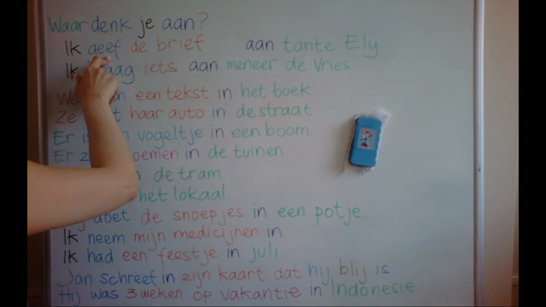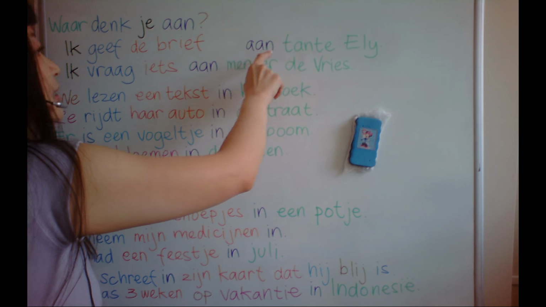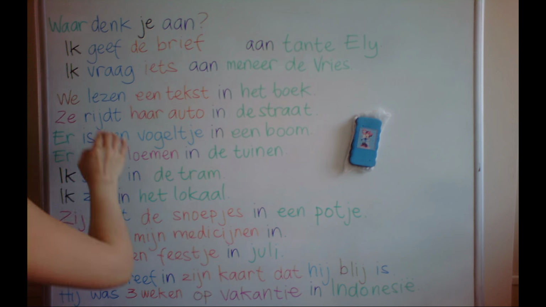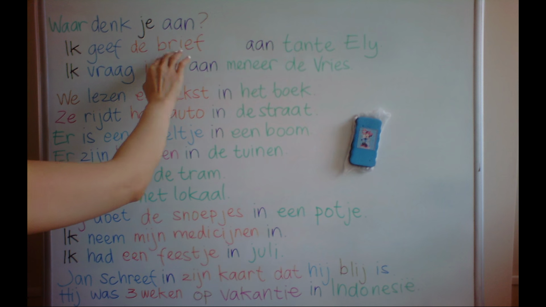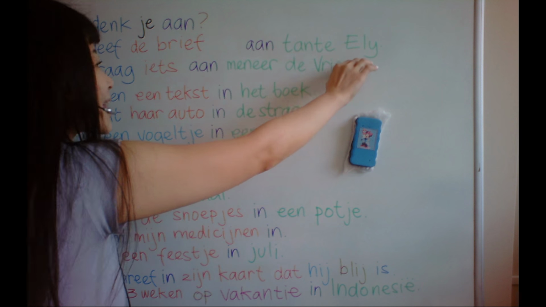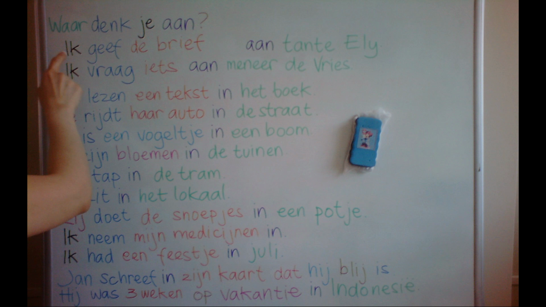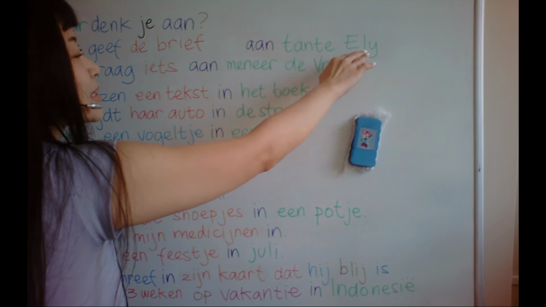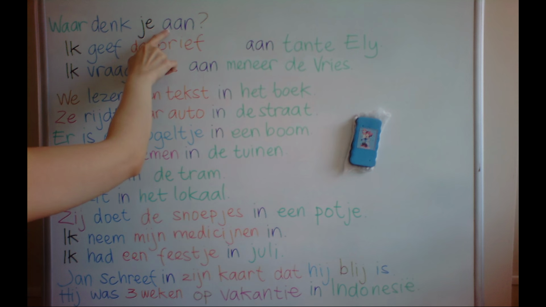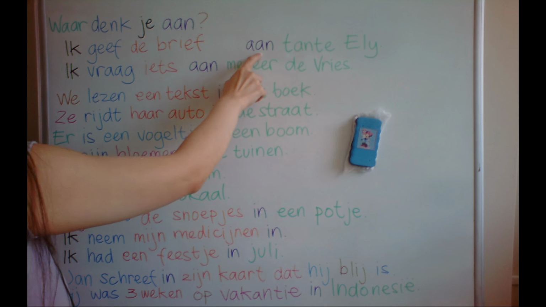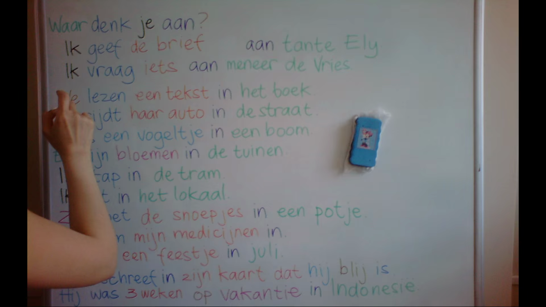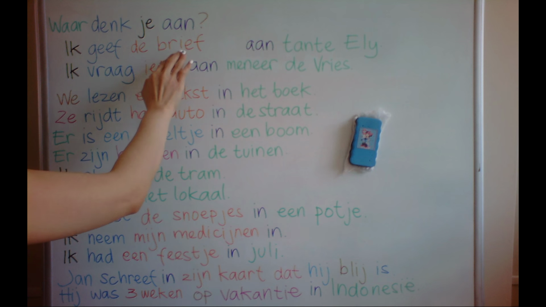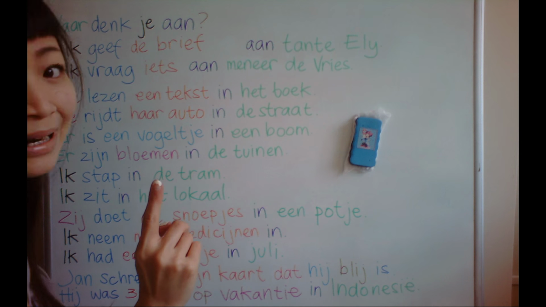Ik geef de brief aan tante Ellie. I give the letter to tante Ellie. So this aan is about, but here it is to. And brief is one letter.